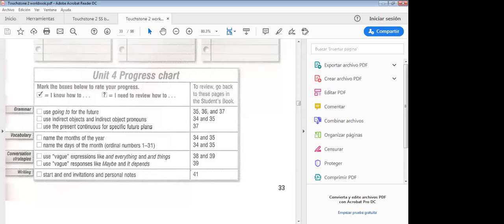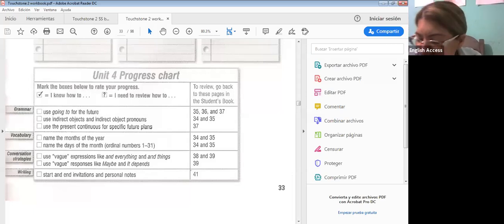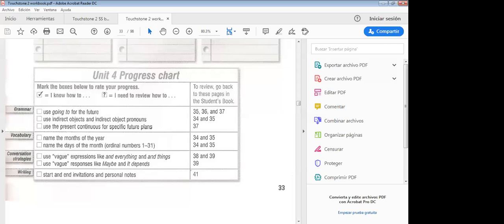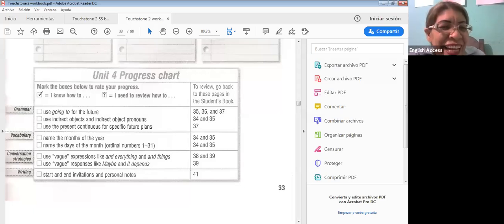January, February, March, April, May, June. Okay, stop. Continue, Damaris. July, August, September, October, November, and December. Excellent. And then it says, name the days of the month, the ordinal numbers.